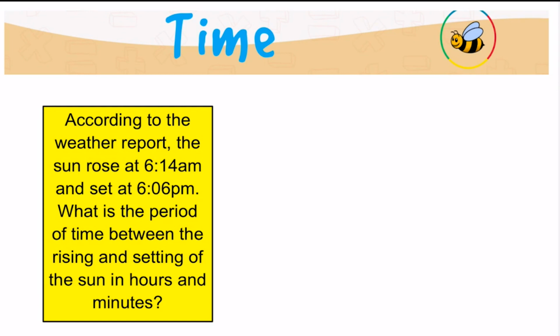Essentially, creating the 24-hour clock just requires us to add 12 hours to any time that is after noon, that is after 1 p.m. Okay, so let's go through this together. Let's say that the time the sun sets is given as 6:06 p.m.